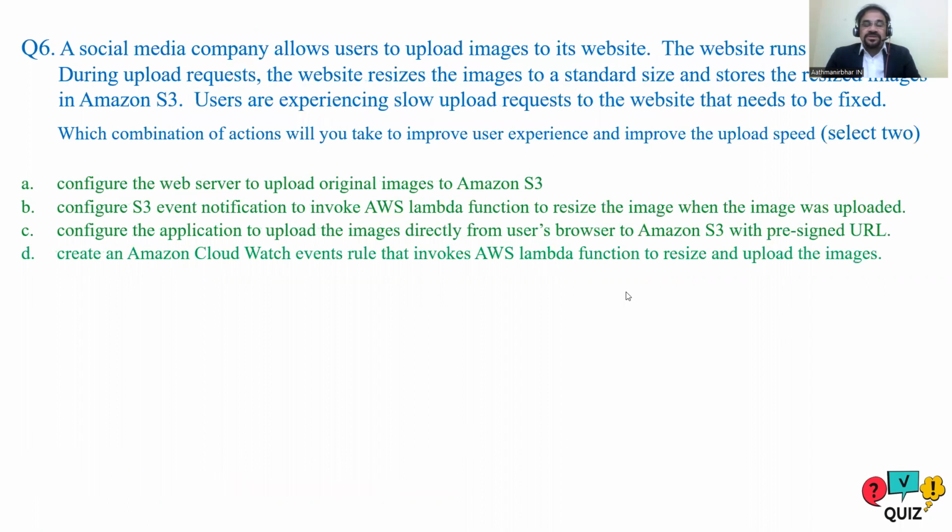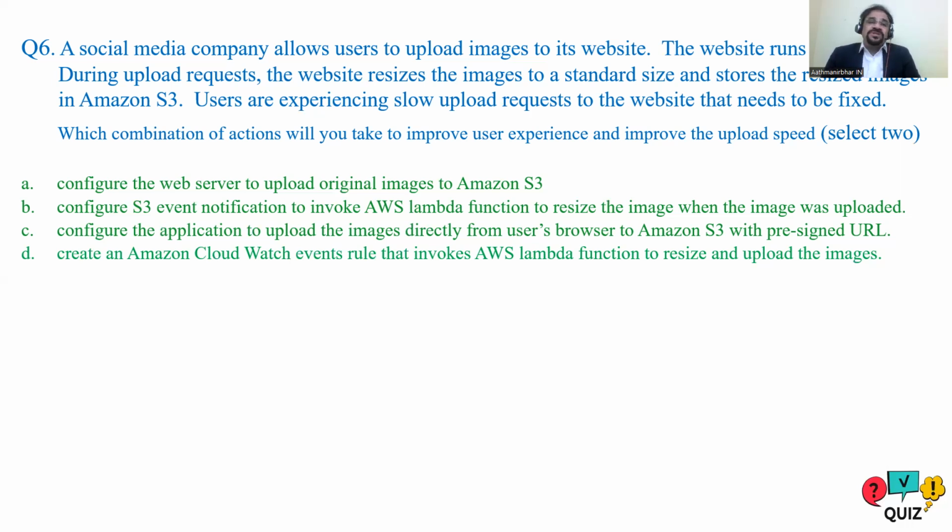So here comes the next question. A social media company allows users to upload images to its website. The website runs on EC2 instances. During an upload request, the website resizes the images to a standard size and stores the resized image in Amazon S3. Users are experiencing slow upload requests to the website that need to be fixed. Which combination of actions will you take to improve the users' experience and improve the upload speed?